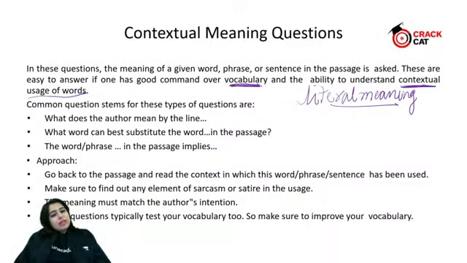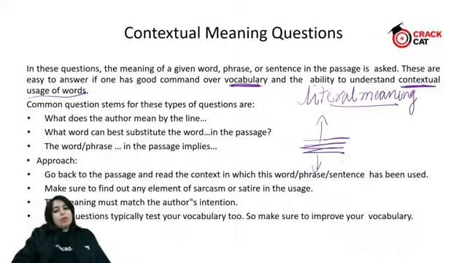So a common question stem for this type of question is, what does the author mean by the line dash dash dash? So the entire line is given to you and you have to answer what was the author's intention behind posting a line like such. The best approach when going about such questions is to go a line above, go a line below, read a line above, and read a line below, and there you would have the answer with you. So the moment we are met with a particular line or a particular phrase in the sentence.